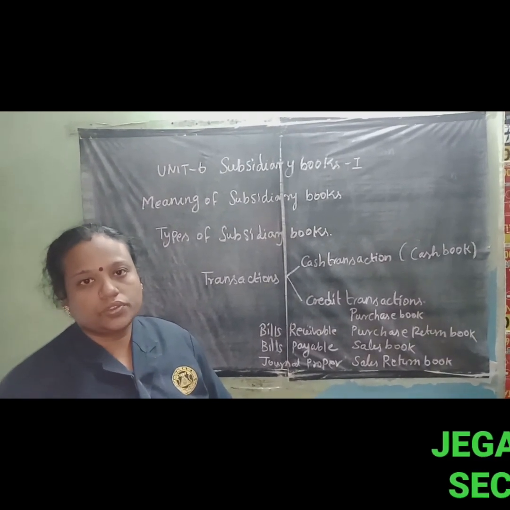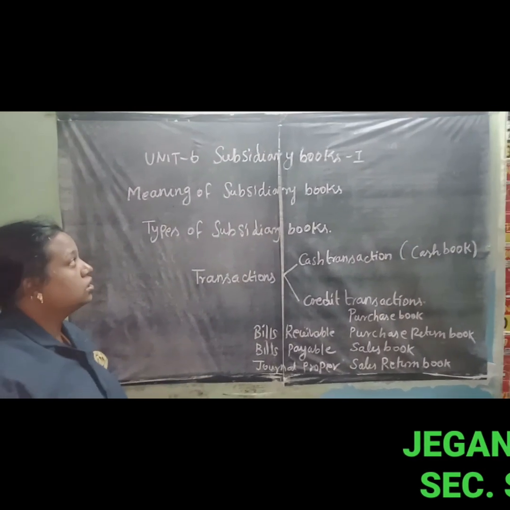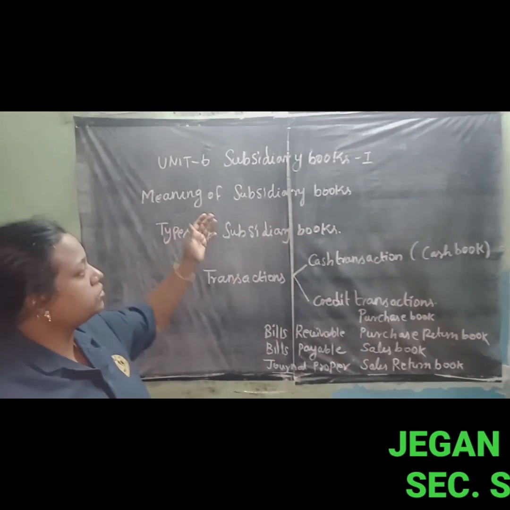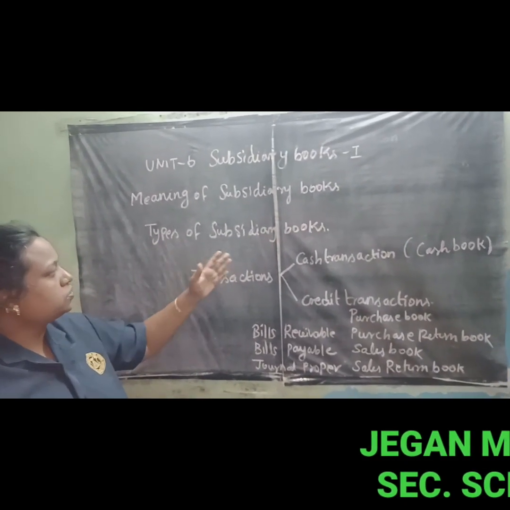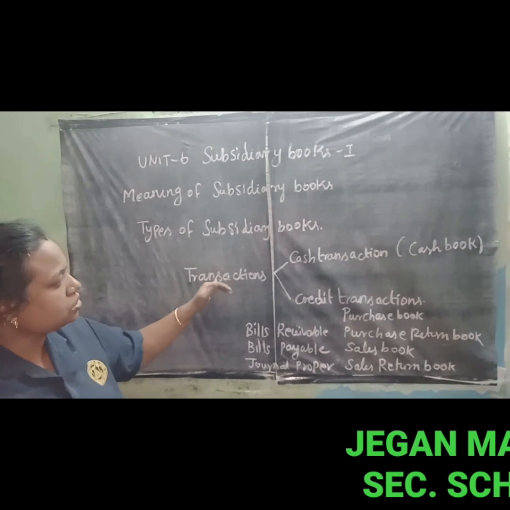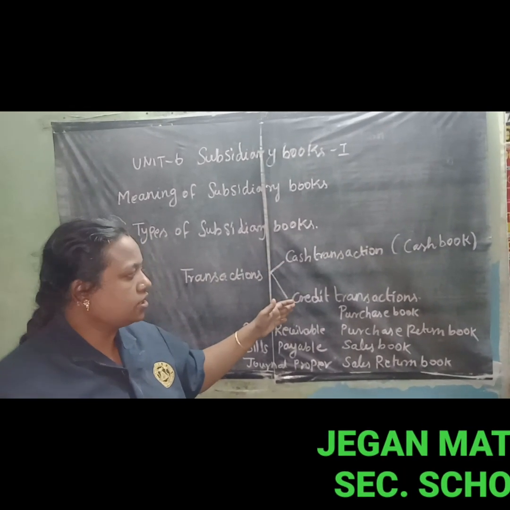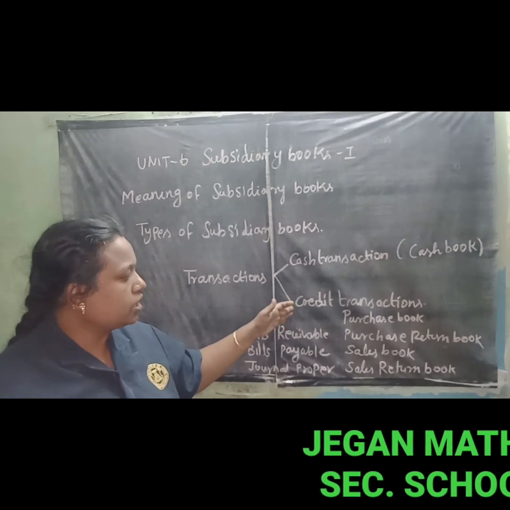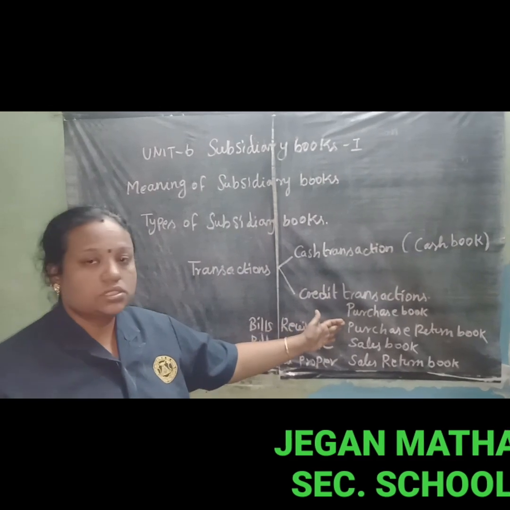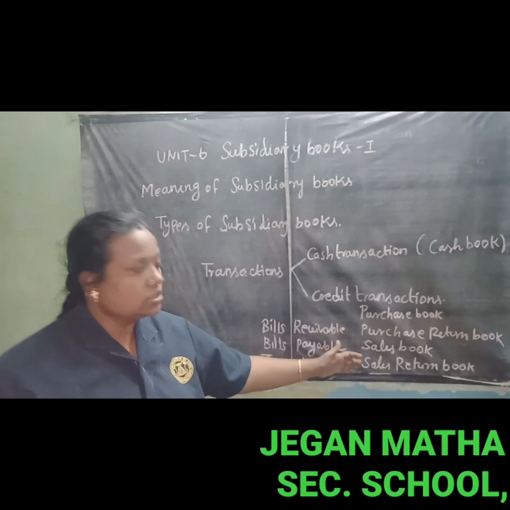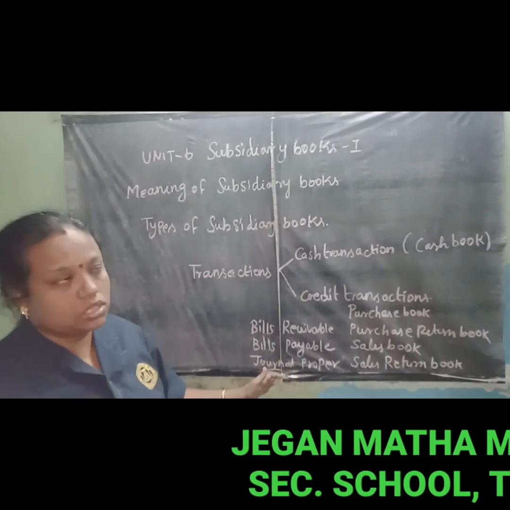In this video, we will discuss Unit 6, Subsidiary Books 1. What is the meaning of subsidiary books? Types of subsidiary books. Transactions are classified into two categories: cash transactions and credit transactions. In credit transactions, we prepare six books: purchase book, purchase return book, sales book, sales returns book, bills receivable book, bills payable book and journal proper.